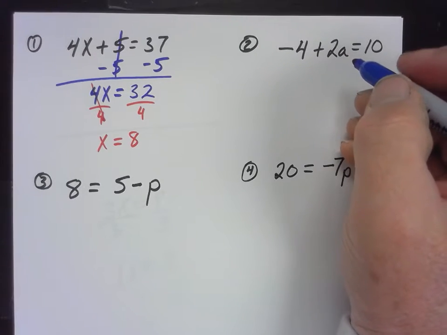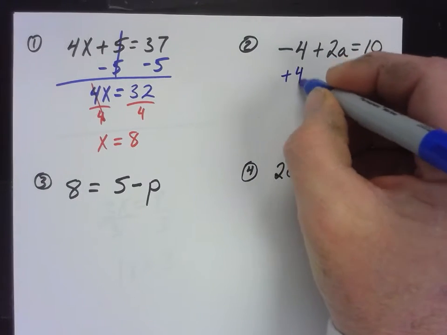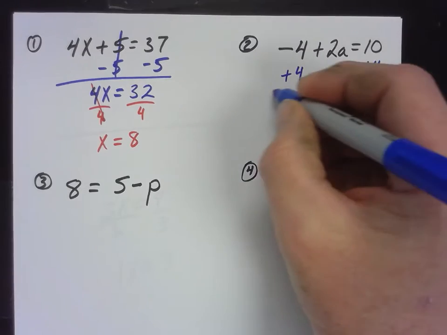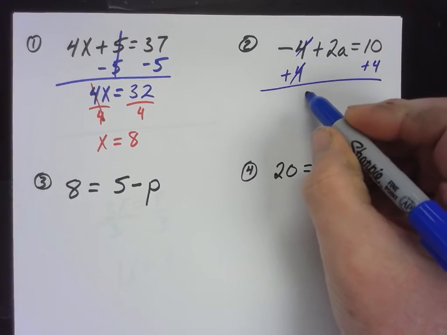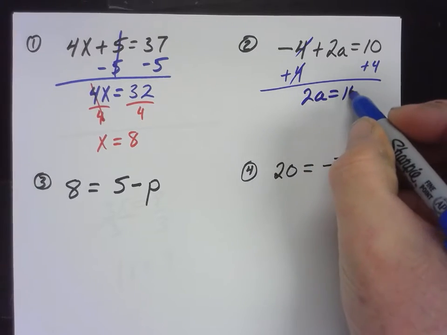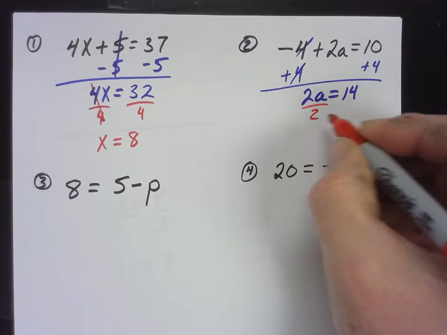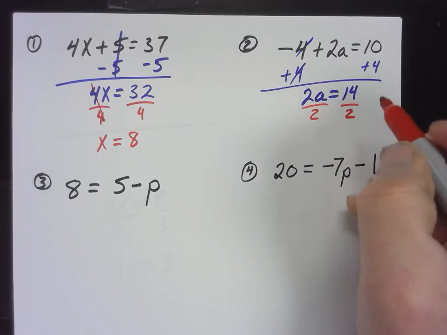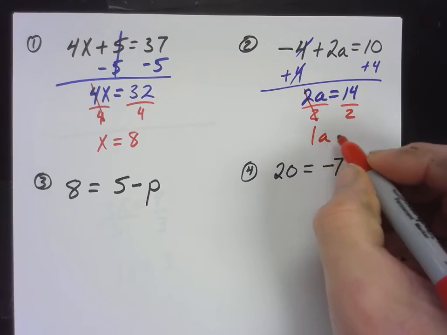Yes. You notice how I always say to both sides and you don't? Yeah. Anyway, let's add 4 to both sides of the equation so we keep it equal. So that adds up to 0. And we get 2 times a equals 14. Divide both sides by 2. And this cancels and gives us 1 times a equals 7.